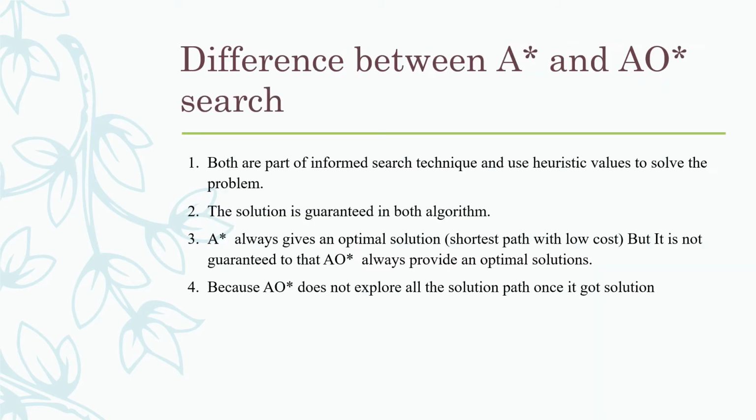Let us differentiate between A-star and AO-star search. Both are informed search techniques, and both use a heuristic value to solve the problems. The solution is guaranteed in both algorithms, and A-star always gives an optimal solution, but it is not guaranteed that AO-star always provides an optimal solution, because AO-star does not explore all the solution paths once it gets a solution.